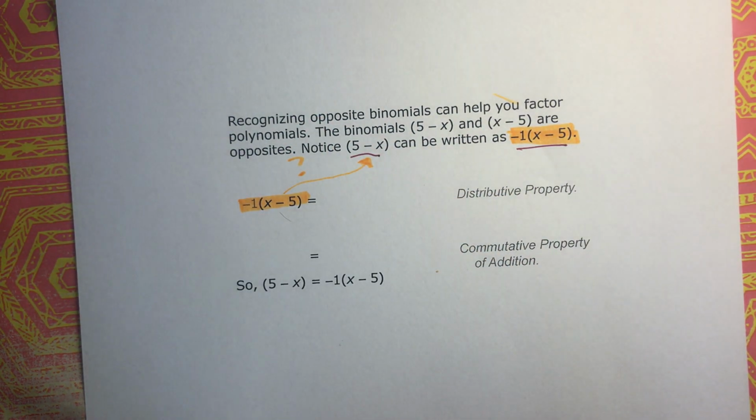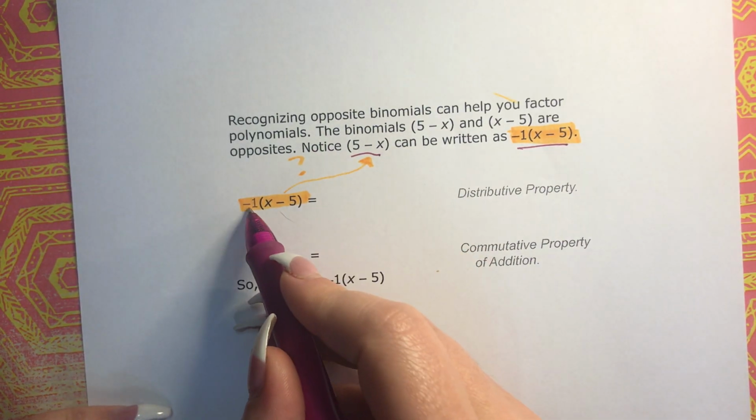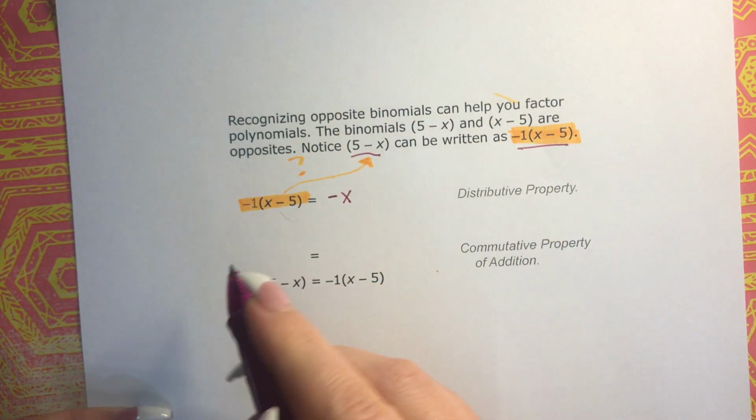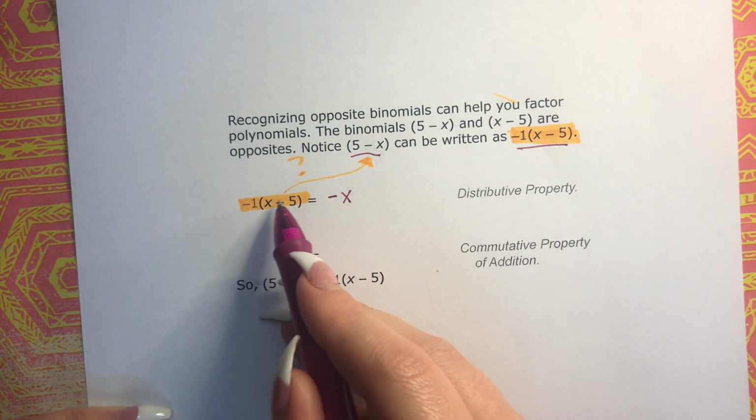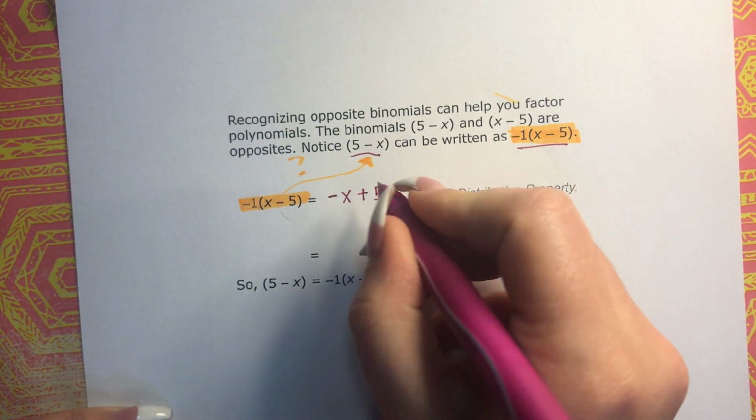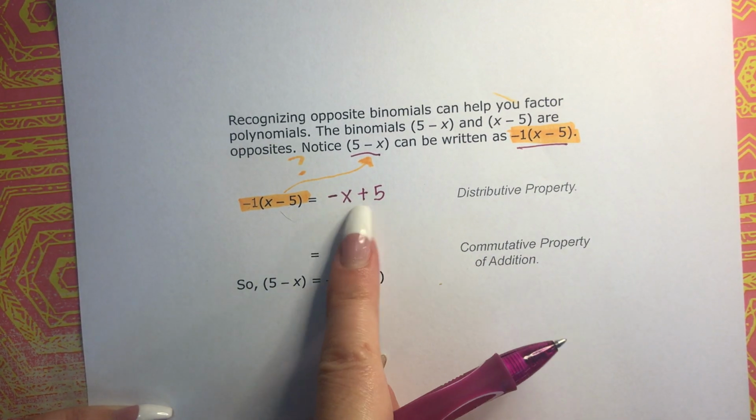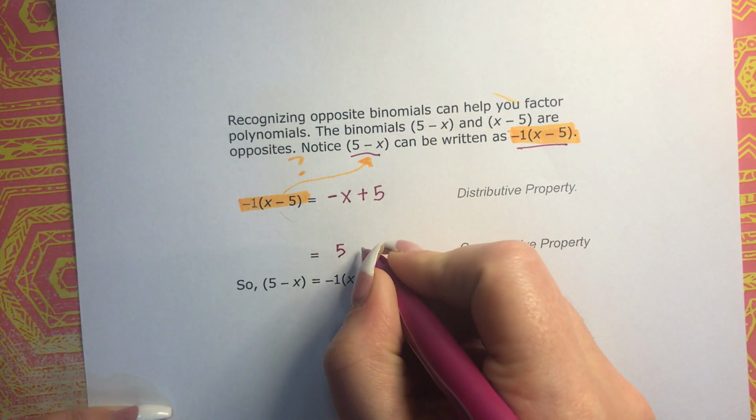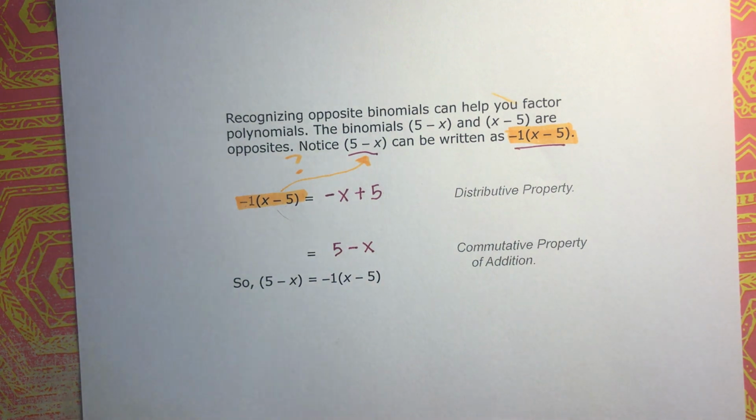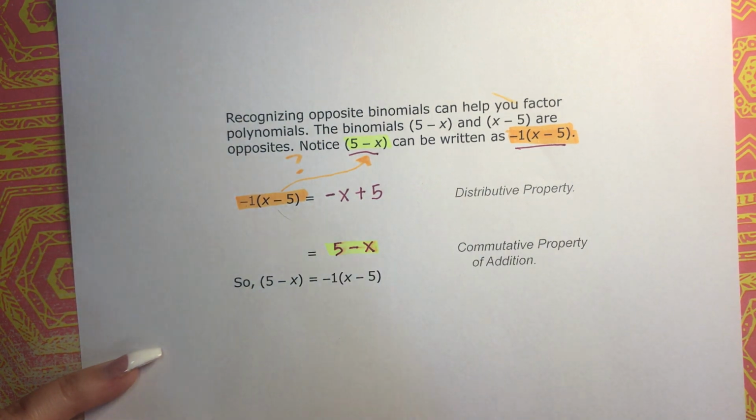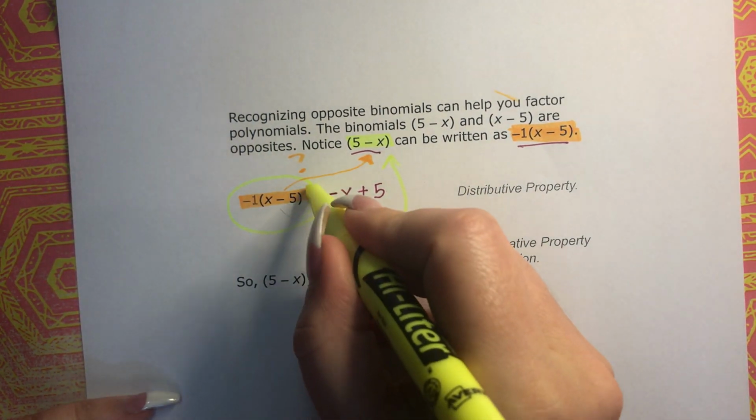Okay, that's the question. So we're going to use the distributive property, right? Negative 1 times x is going to be negative x. And negative 1 times a negative 5, so a negative times a negative is a positive, and then just 5, right? Okay, and then if I switch these two with the commutative property of addition, I can go 5 minus x, and there we have it. We do have the same thing, right? So that is correct. These two things are equivalent.